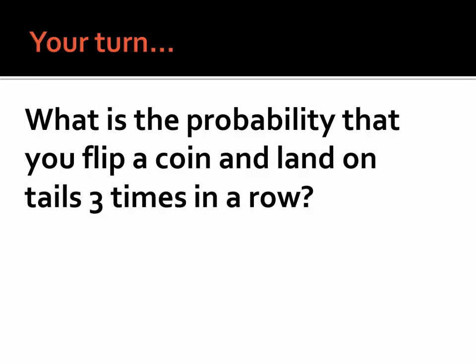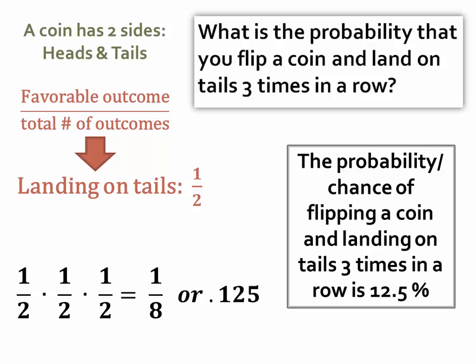Okay. So this is what we should have gotten, either 1/8 or 0.125 or 12.5%. The chances of flipping a coin and landing on tails is 1 out of 2, right? Because there's only a heads and a tails. So we do 1 out of 2 times 1 out of 2 times 1 out of 2, which would be 1/8.